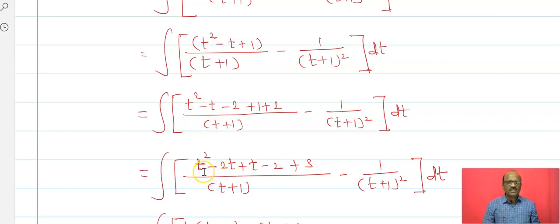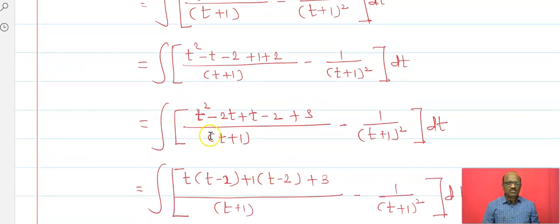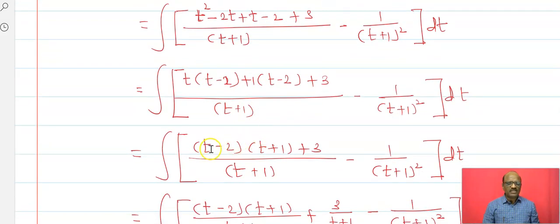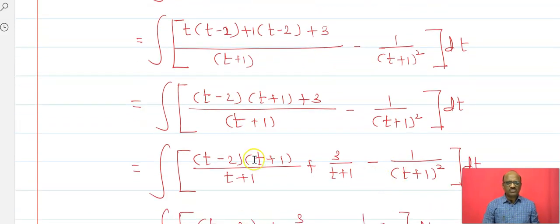factorize it like this: t square minus 2t plus t minus 2. And here is 1 plus 2, that is 3. Now what are the factors of t square minus t minus 2? If we take t as common, then in the bracket you will get t minus 2. Take 1 as common, then in the bracket you will get t minus 2, plus 3. And take t minus 2 as common, then you will get (t minus 2) into (t plus 1), plus 3 upon t plus 1, minus 1 upon (t plus 1) whole square, into dt.